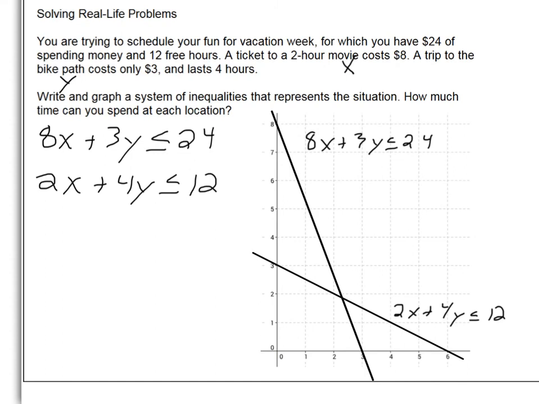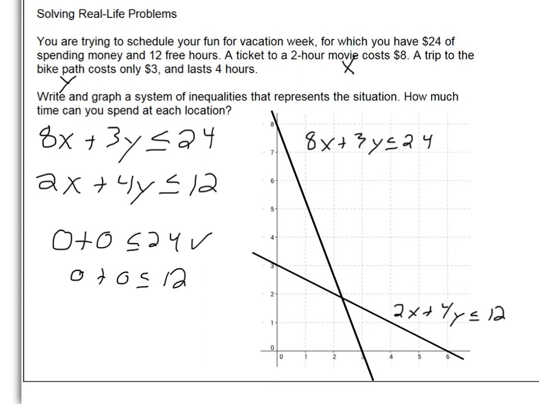So when I test 0, 0 on both of my inequalities, I see pretty quickly that it's going to work out. It's going to make the first inequality 0 plus 0, which is indeed less than or equal to 24. And it's going to make the second inequality 0 plus 0 less than or equal to 12. We probably expected that, because we know that not going to any movies and not going to the bike path at all is technically an option: it's not going to spend too much money and it's not going to take too long.